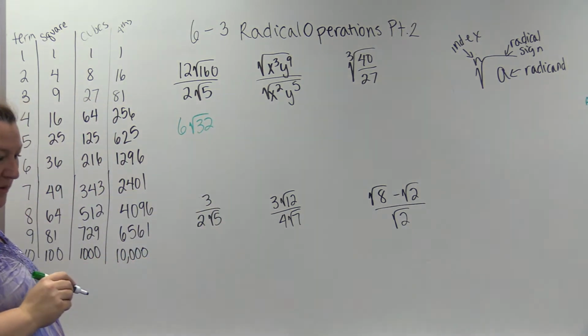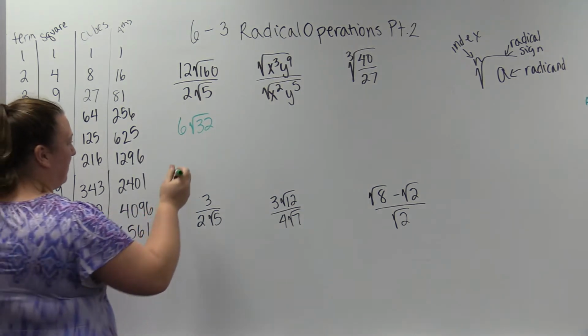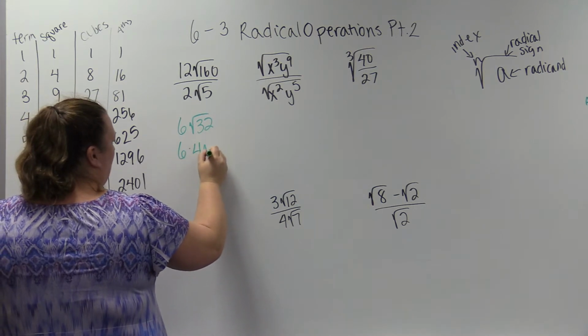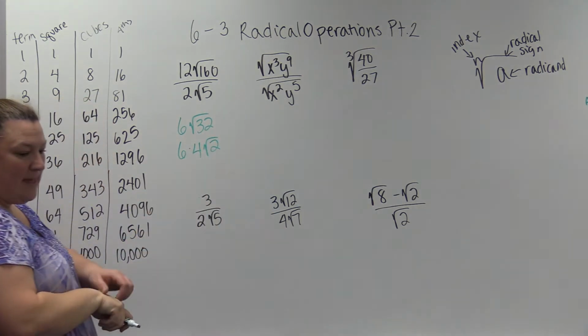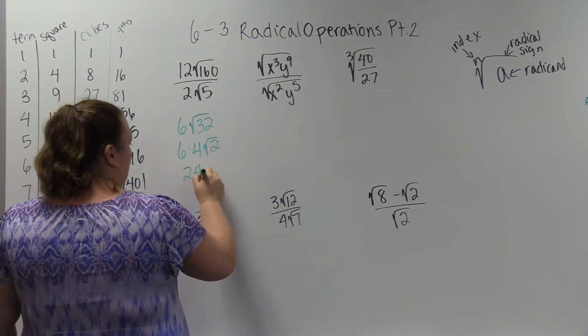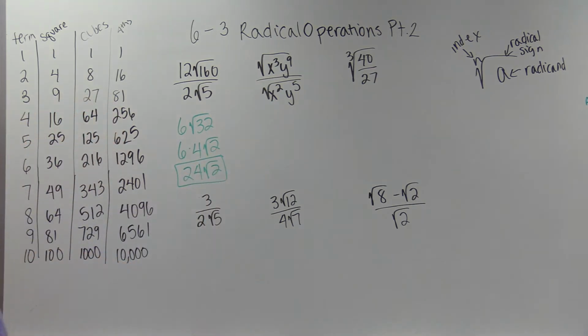I know that 32 is what? You're right, 16 times 2. So the square root of 16 is 4, square root of 2, and I am left with 24 square roots of 2, and that's my final answer. That wasn't too bad, was it?